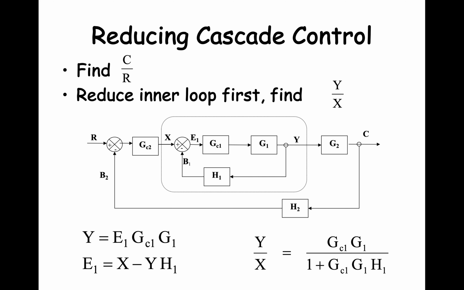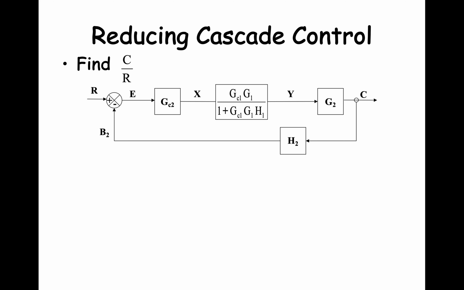Combining the equations to eliminate E1 and reorganizing produces the transfer function y over x, which is GC1 times G1 over 1 plus GC1 times G1 times H1. Now that we know the transfer function y over x, we can replace the inner loop with the transfer function we found to produce the single loop control system shown here. Now we can find the overall transfer function C over R.